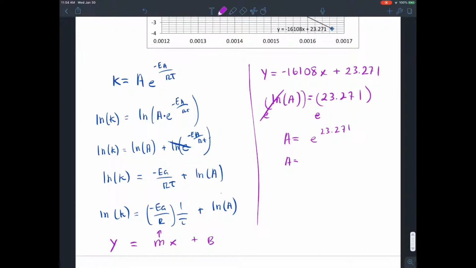They said they wanted this to 3 significant figures. So our answer is going to be 1.277 times 10 to the 10th power. We're going to round this to 3, so it's going to be 1.28 times 10 to the 10th power. So that's going to be our A, and we solved for our frequency factor.